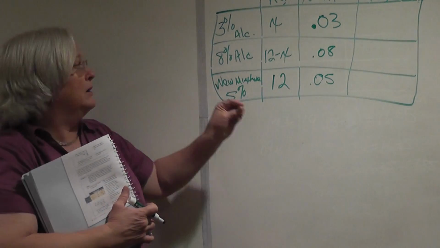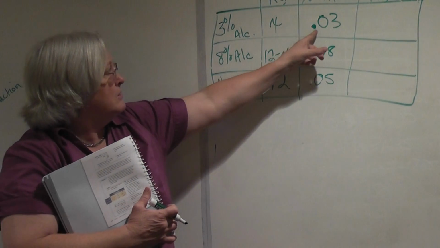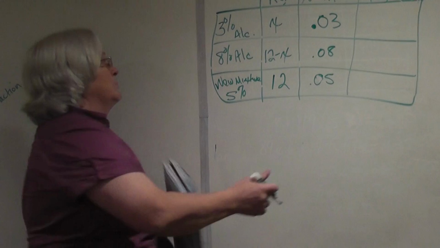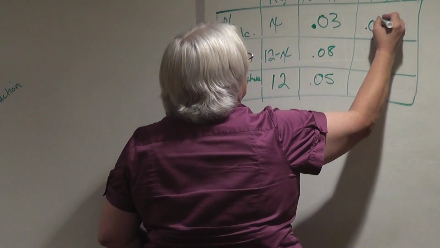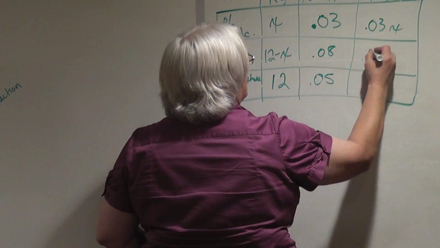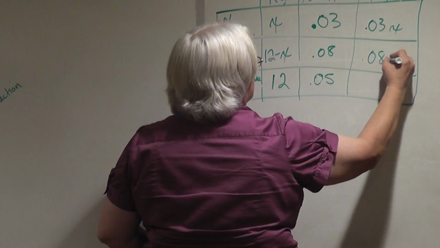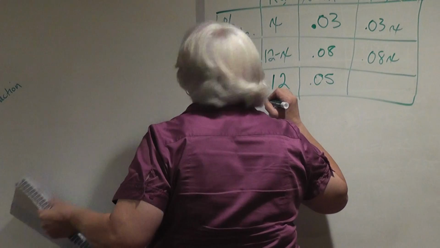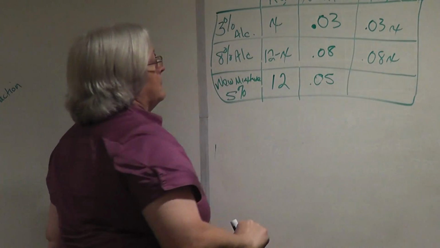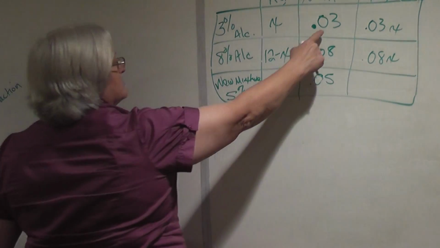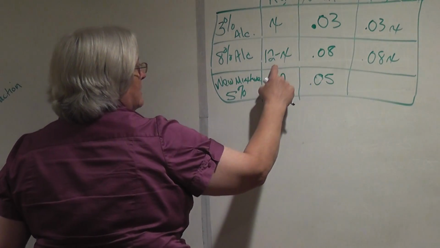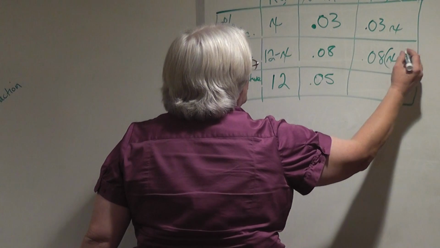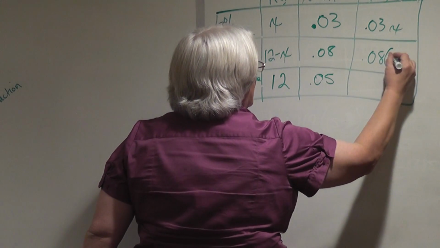I think it's raining again. Well, that's easy. 0.03 times a kilogram, 0.03x. And then we have 0.08x. Is that right? 0.08 times x? No. 0.08 times the quantity 12 minus x.